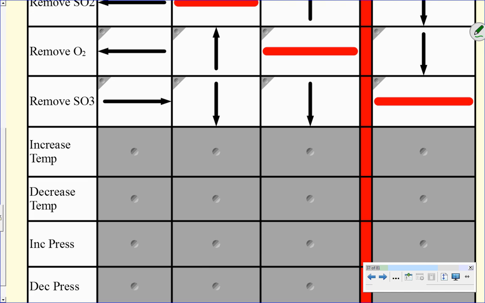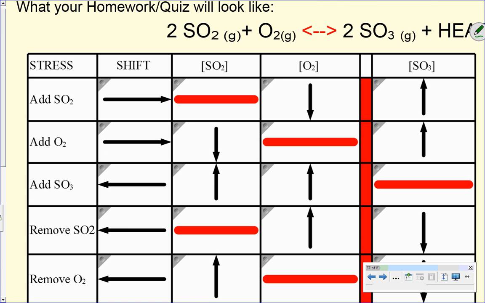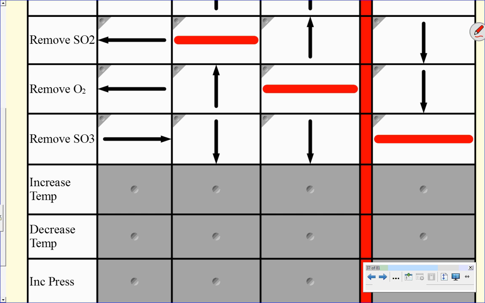Next, we have to talk about temperature. This also works as add away, remove towards. We need to go ahead and identify our heat term in the reaction. Our heat term is over here. If we add heat or we increase temperature, we're going to shift away. So more heat is going to cause an increase in the rate of decomposition of SO3. So by increasing temperature, we're shifting to the left.